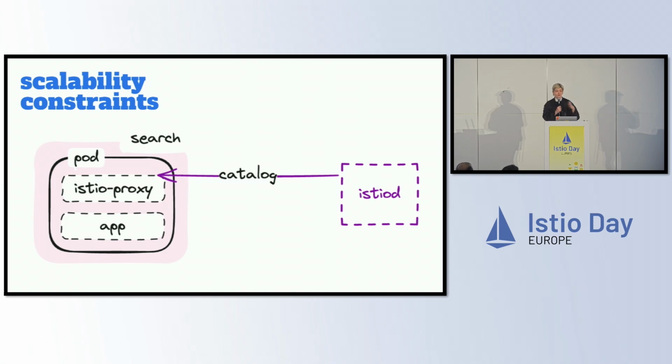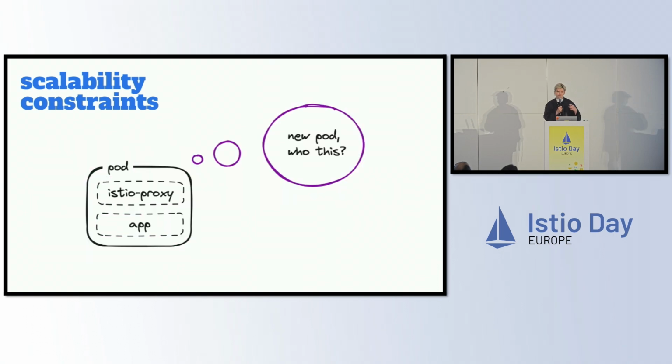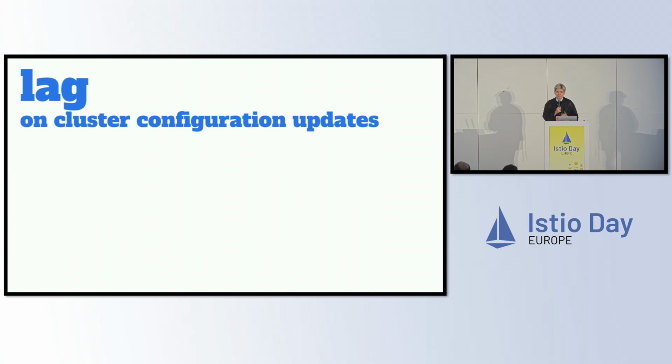So search talking to catalog is what we want, and Istio pushing the configuration is also desirable. However, with no extra configuration, IstioD will actually push configuration for all the other applications in our cluster, such as the location application, image. Regardless of if our application actually ever sends any requests to the service, IstioD will just push all this configuration across all of our cluster. And obviously, with few services running in our cluster, that's fine. But when we get to the hundreds, we start seeing issues.